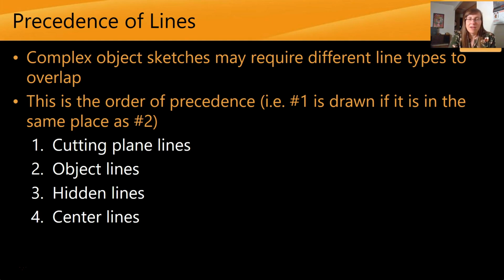This is sort of the priority for what you would draw on top, or what you would actually see when you draw it. So first are cutting plane lines. If you're cutting something, you would want to draw those cutting plane lines. Those would take precedence over an object line. Second is an object line. Third is a hidden line. So if a hidden line and an object line overlap, you draw the object line. And then lastly would be a center line.